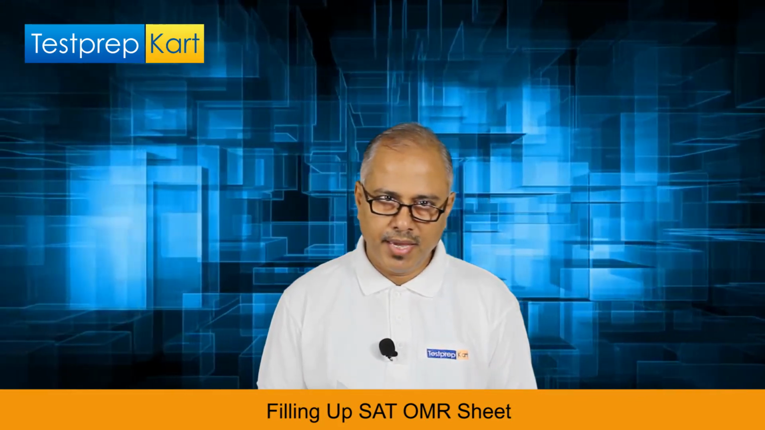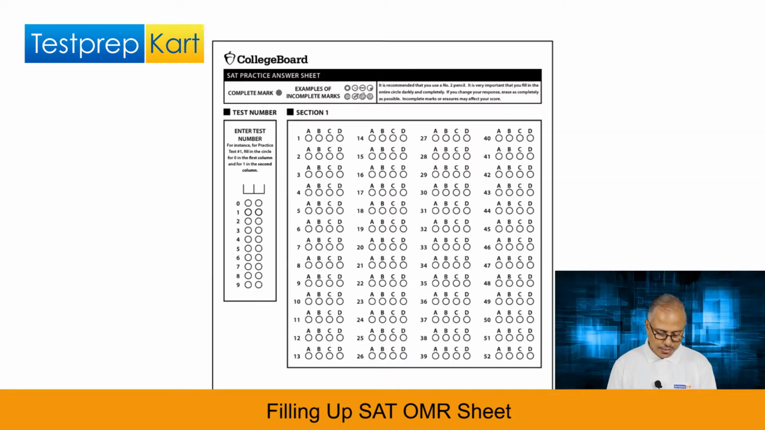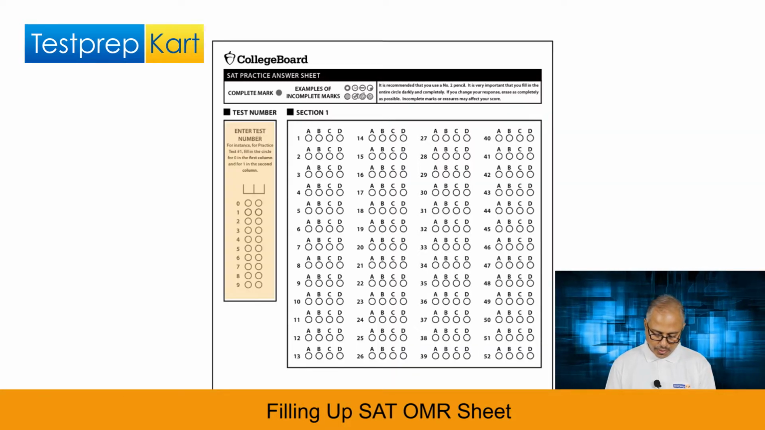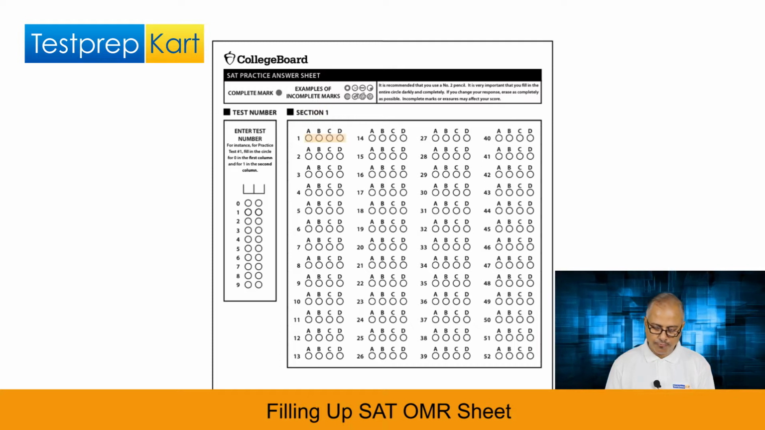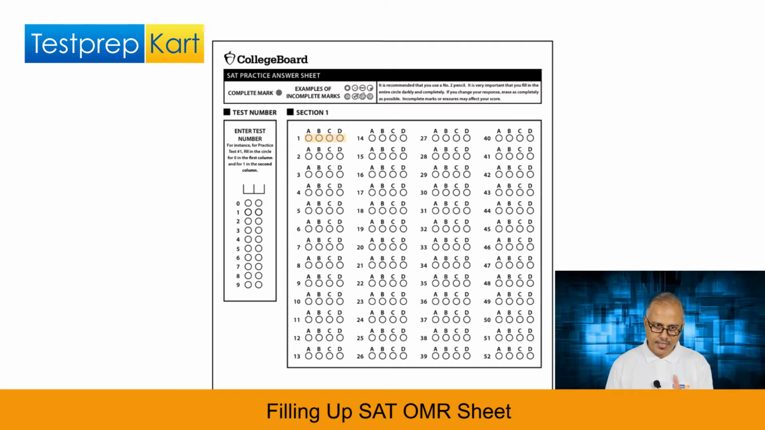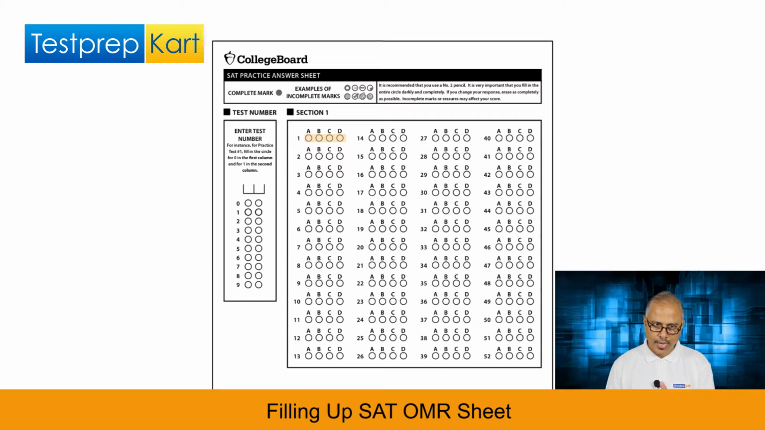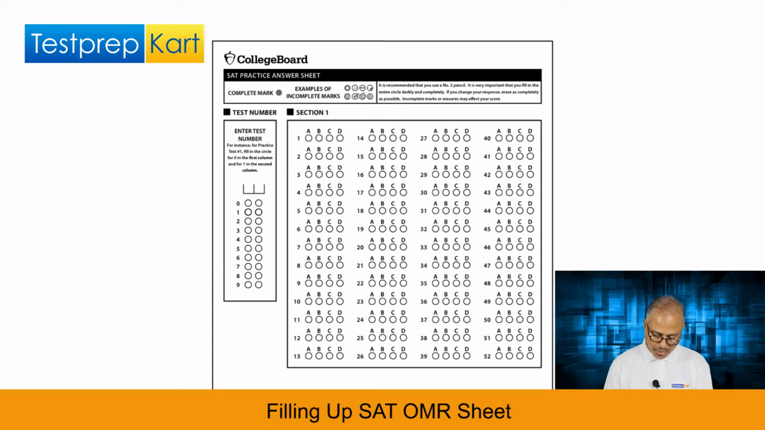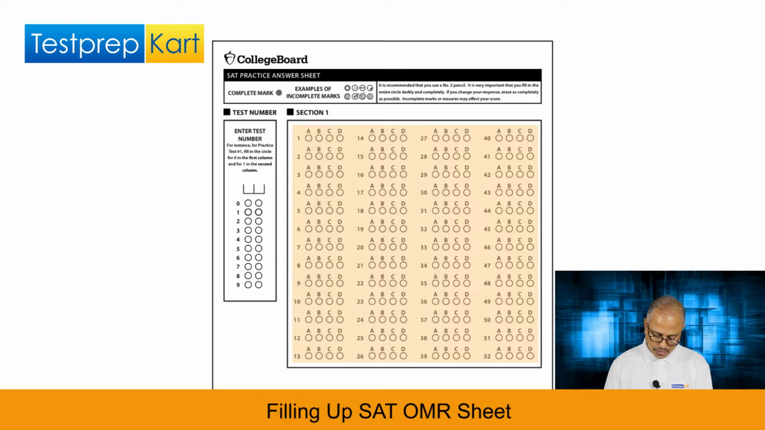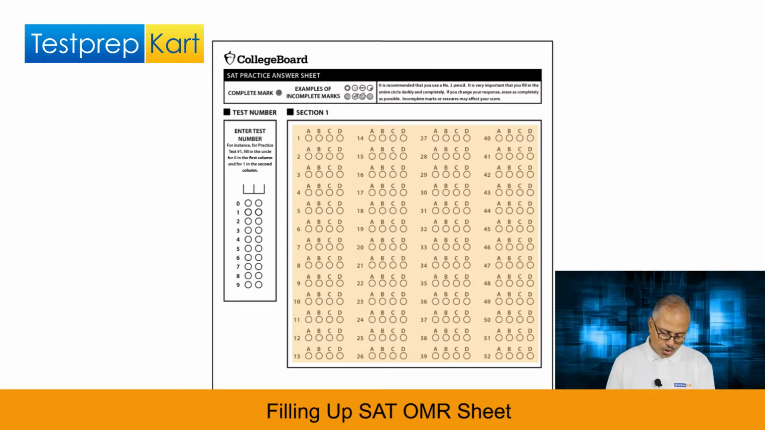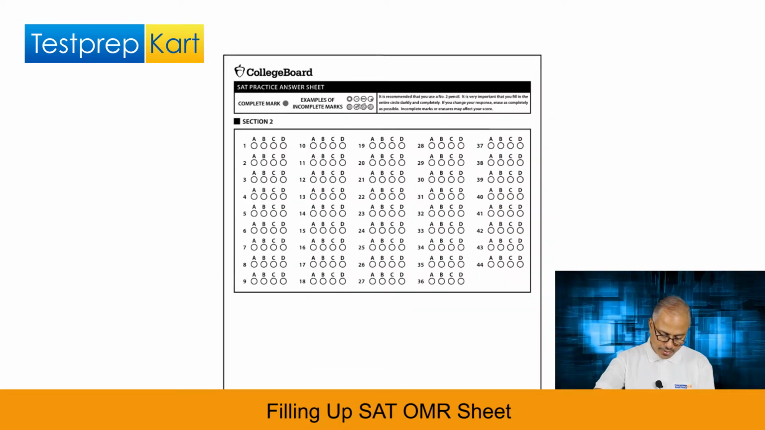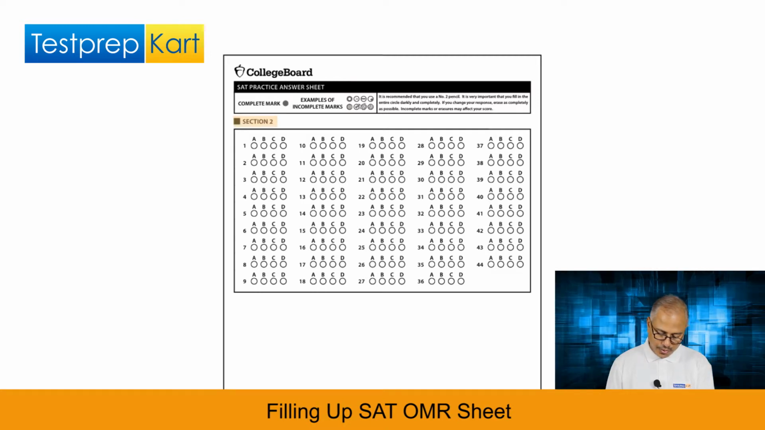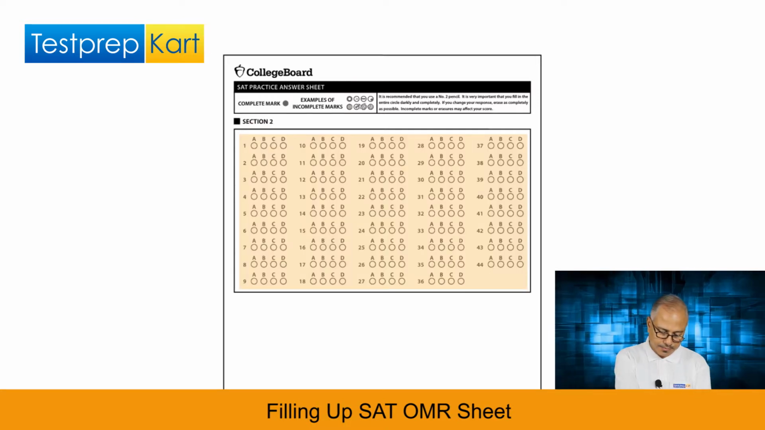First of all, we are going to have a look at the answer sheet for SAT 1 or SAT General. It's a 5-page booklet. You first need to enter your test number, and then you have section 1. You will have 4 choices, which means against each question there are 4 answer choices. On the first page you will find 52 questions. On the second page, which is section 2, there are 44 answer choices.